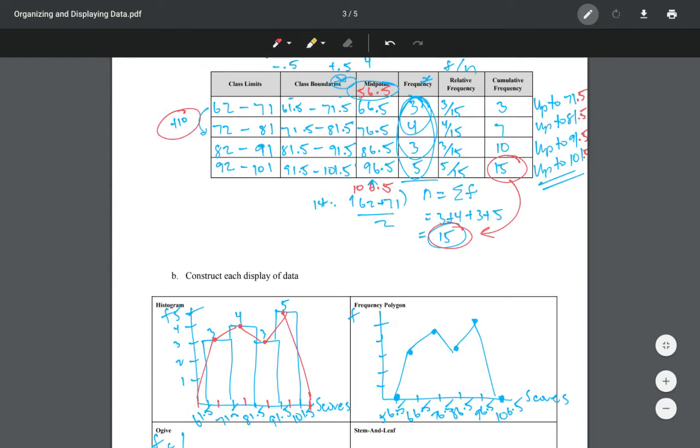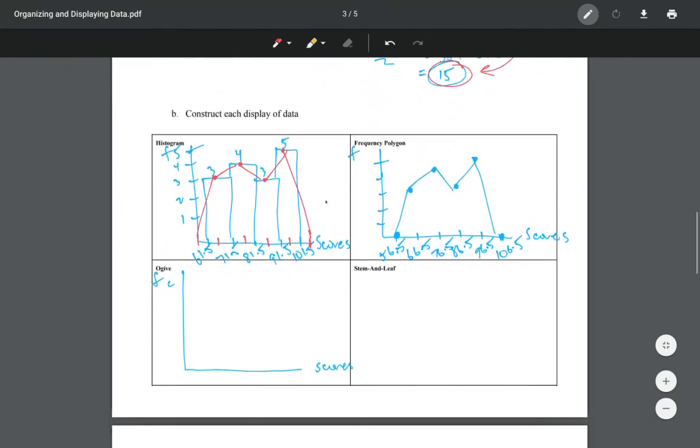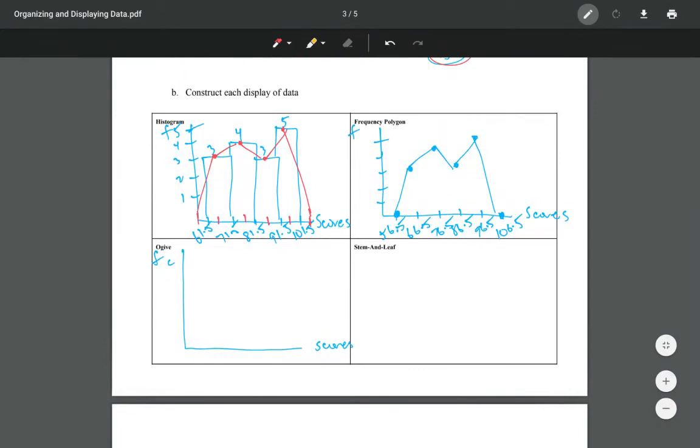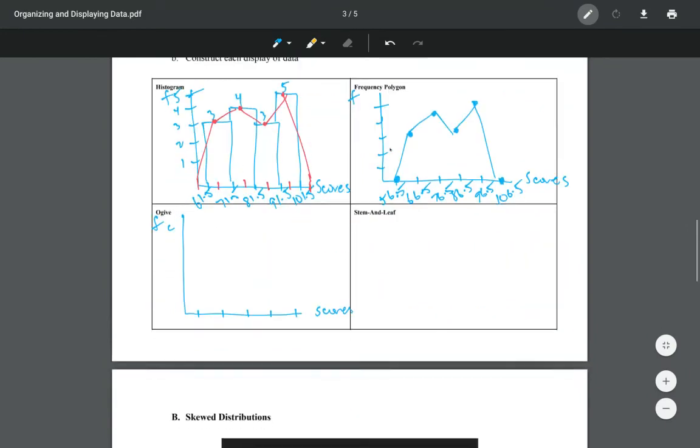So I do start at 61.5, and then I use each of those class boundaries, the upper class boundaries. So I've got 1, 2, 3, 4, 5. So I need a starting place and an ending place. So it's going to be 5 of them. And then I started at 61.5, right? Yeah, 61.5. Okay, so this is going to be 61.5, 71.5, 81.5, 91.5. Then my last group includes everybody up to 101.5.